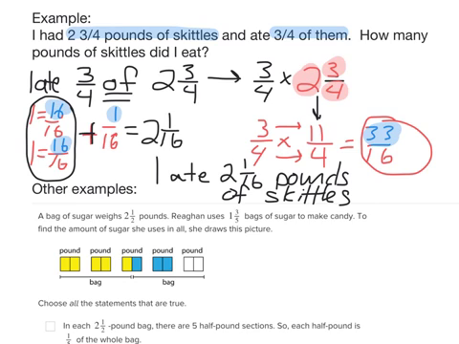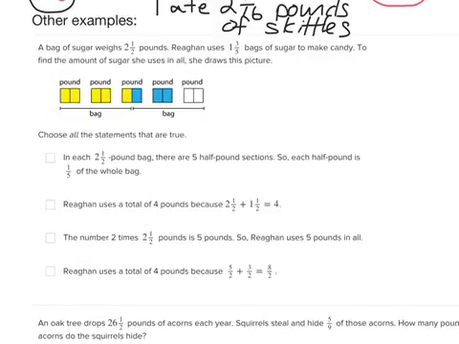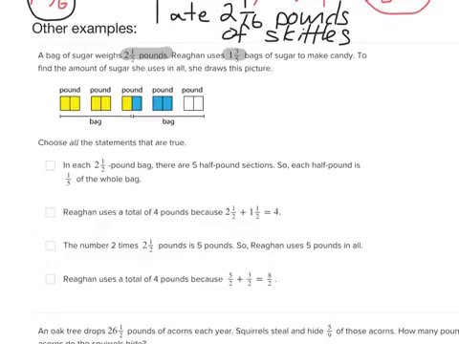Okay. Other examples. Things you might encounter in your homework. A bag of sugar weighs 2.5 pounds. Regan uses 1 3/5 bags of sugar to make candy. To find the amount of sugar she uses in all, she draws this picture. So that's 2.5 times 1 3/5. Okay. That's pretty confusing when you try to figure out why 2.5 times 1 3/5 is equal to this.